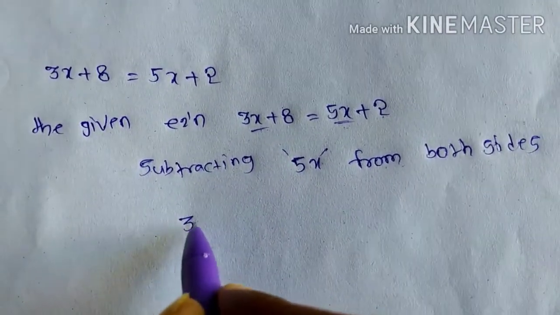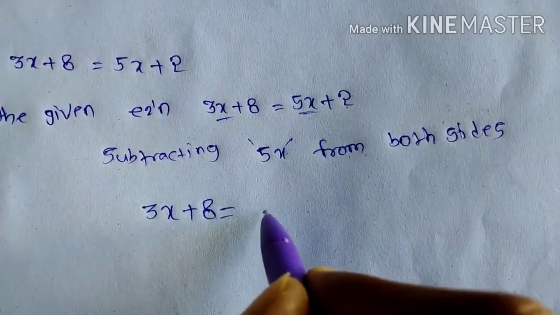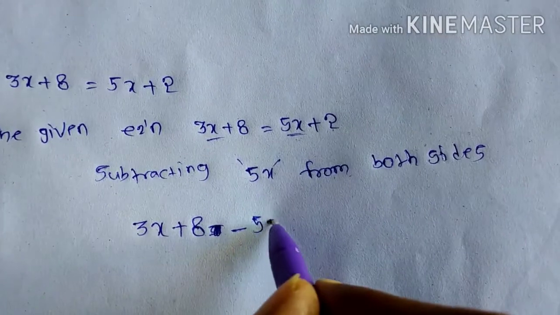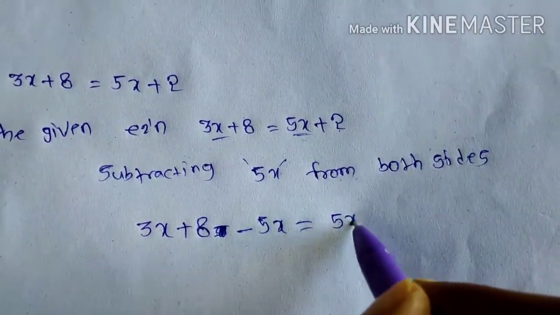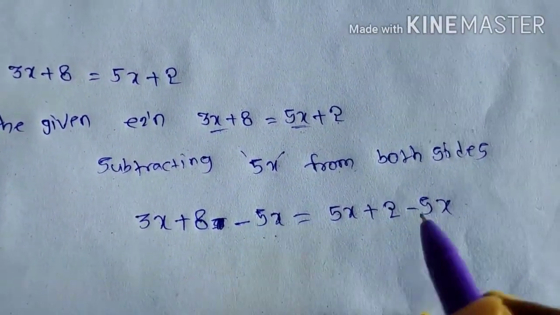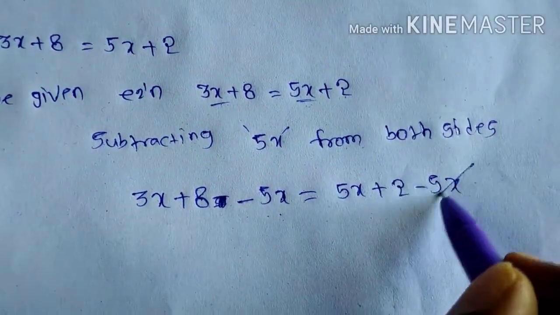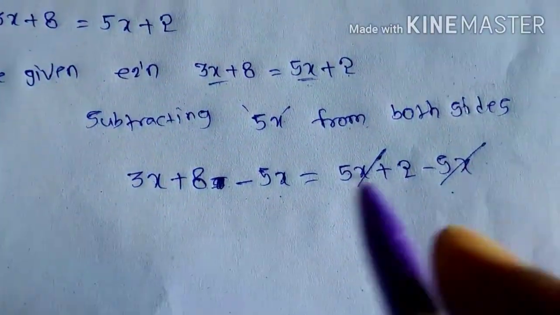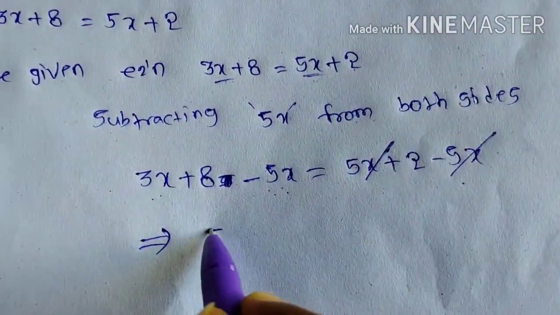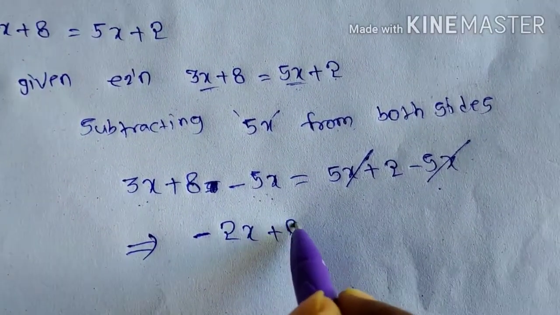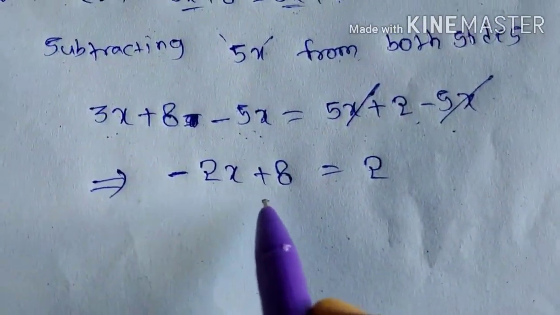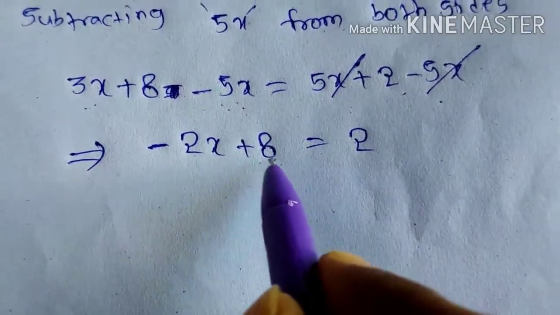We get 3x plus 8 minus 5x is equal to 5x plus 2 minus 5x. I have written here subtracting both sides, minus 5x. Plus 5x minus 5x both should be cancelled, or not? Yes. Here 3x minus 5x, that means 3 minus 5 is equal to minus 2, or not? Yes. Minus 2x plus 8 is equal to how much? 2 only.